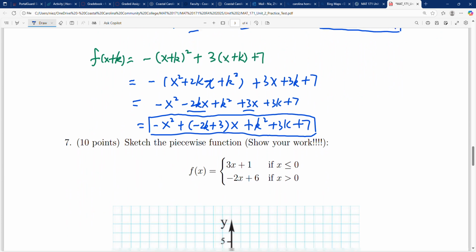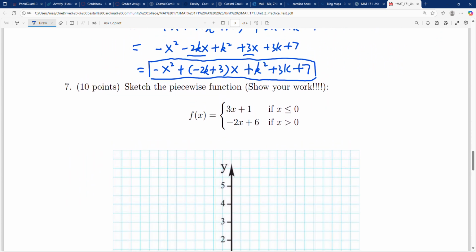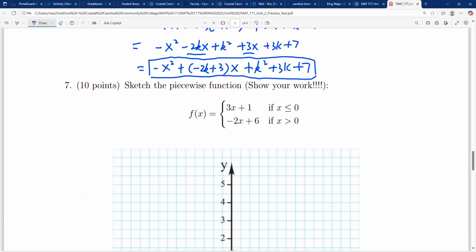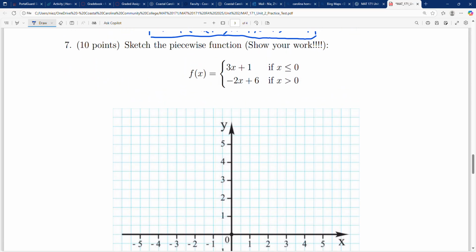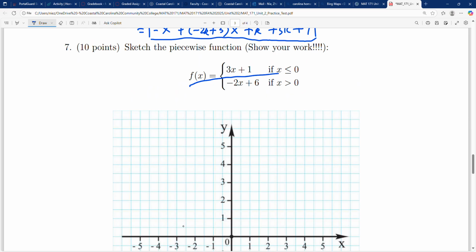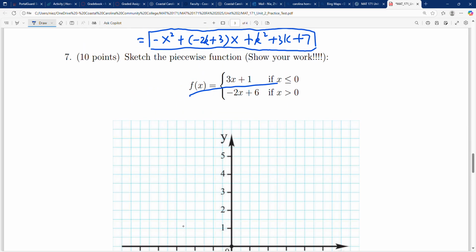Okay, see next one. Sketch the piecewise functions. Show your work. You should show your work, right? How to show your work? Find the points, right? So here, for this function, we can label this as L1. L1 is y equal to 3x plus 1. This is for x less than or equal to 0. So you can find 2 points on this one.